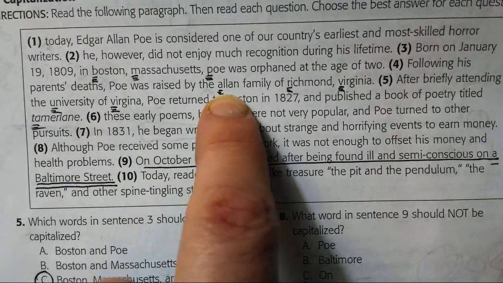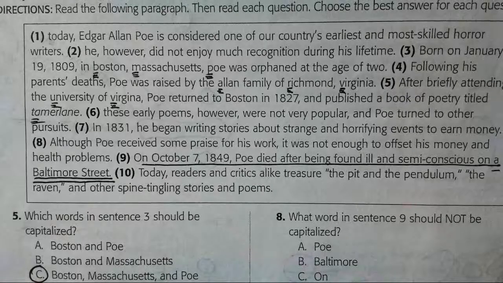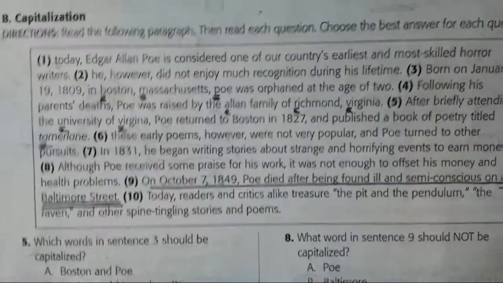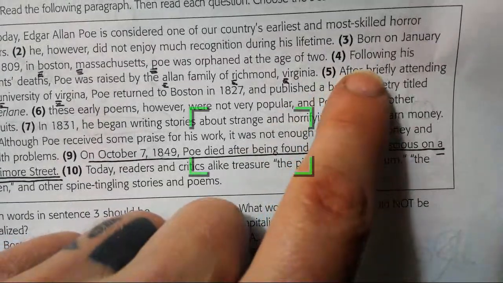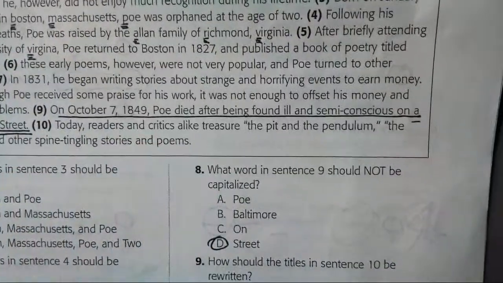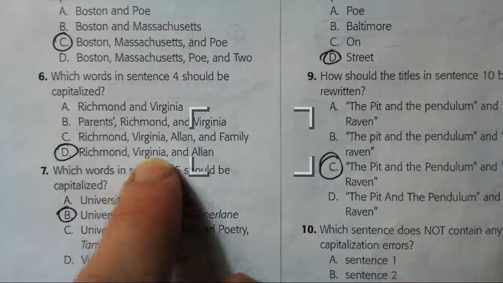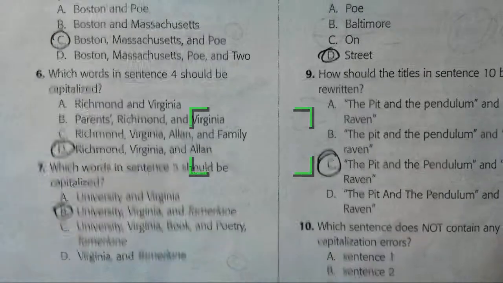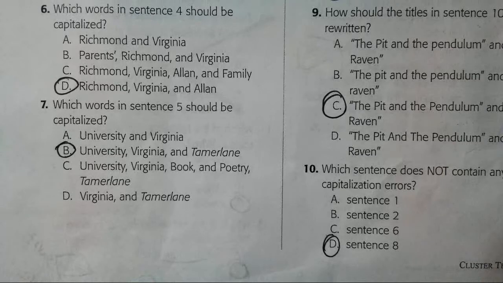I think I'm doing this wrong. So it's 4. What happened to 5, 6? Oh, it's 6. Sentence 4, that's what it's following, his parents' raised. Allen, Richmond, Virginia. Okay. Allen, Richmond, Virginia. Sorry about that, everybody. I'm just going to hurry this up because I'm taking too much time.